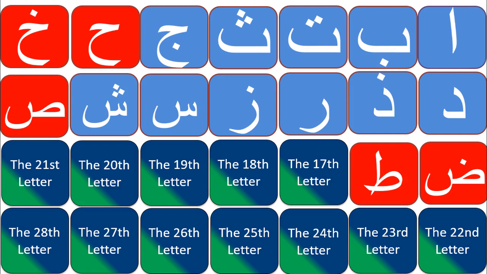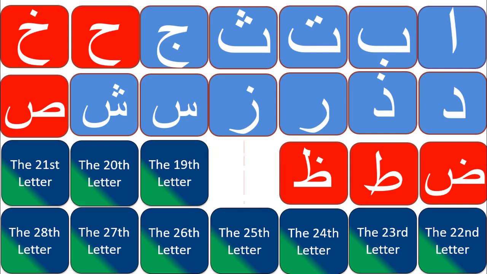This letter is called ta. It has no equivalent in English because it's marked in red, as you can see. This one looks like ta, but it's pronounced differently, and the name of it is dha. Also, this letter has no equivalent in English.